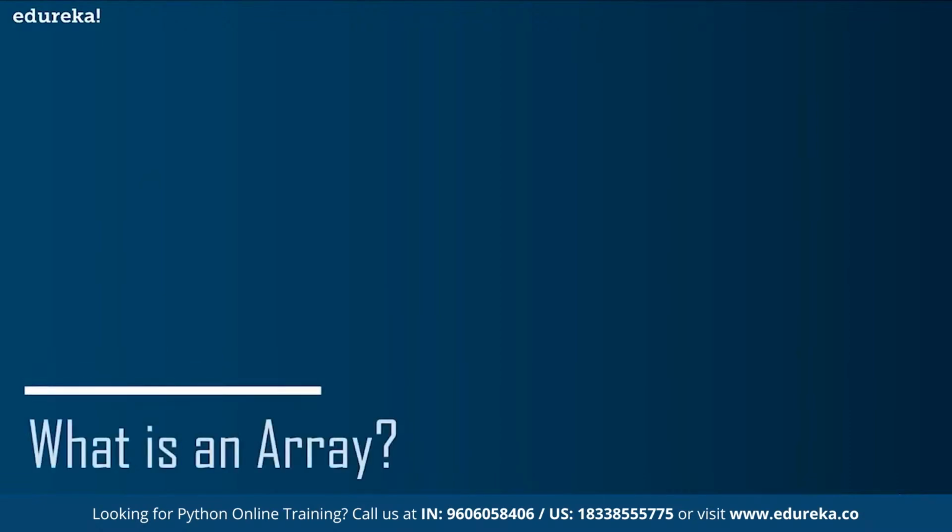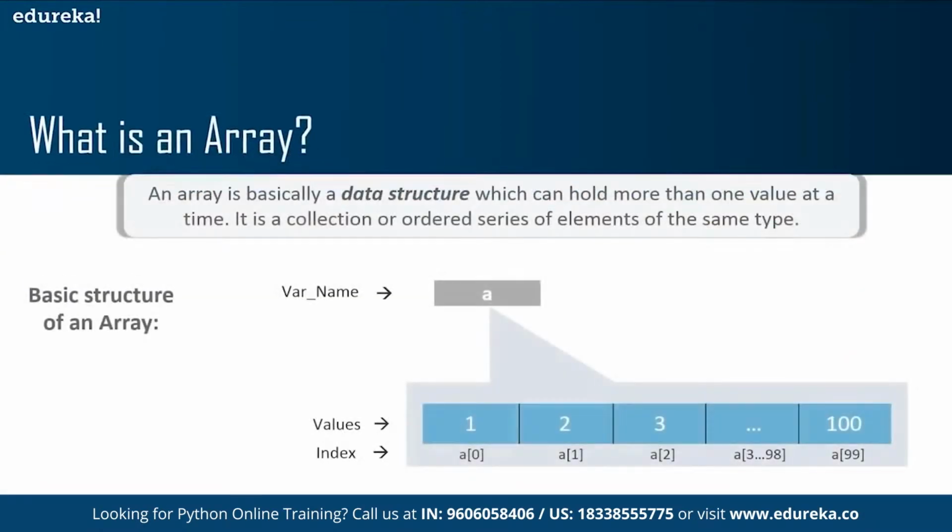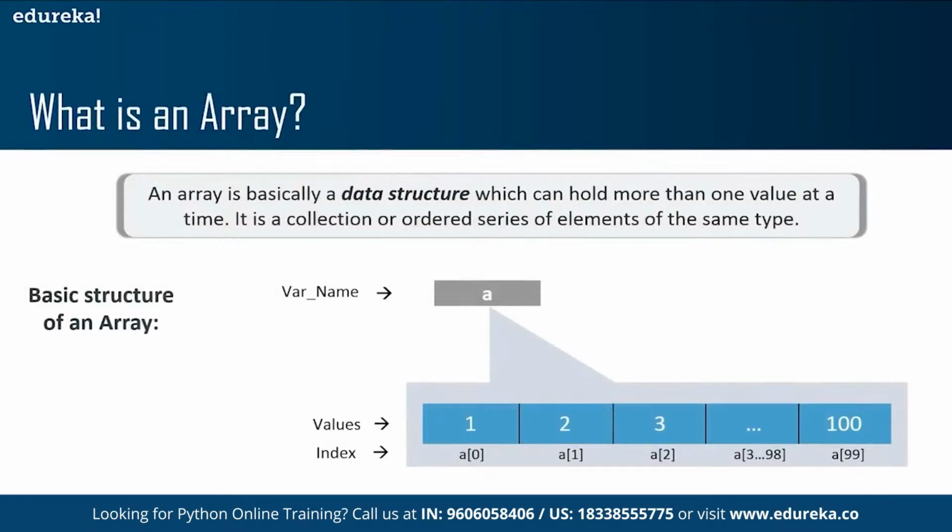Our first topic for this session is what exactly is an array? An array is basically a data structure, guys, with ordered series of elements. Any variable that is declared as an array can hold more than one value at the same time. All values in an array have a particular address which is specified by its index number. Here, as you can see on the screen, I've declared a variable a as an array and I've stored values from 1 to 100 in my array which is a.